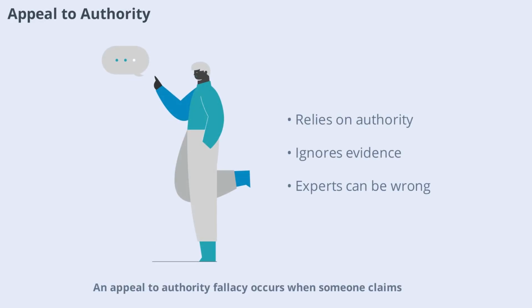The appeal to authority fallacy occurs when someone claims something is true simply because an authority figure says so, without considering the evidence. While experts can be helpful, their opinions aren't always correct. For example, "This diet must work because a celebrity recommends it," ignores scientific evidence and relies only on fame. It's important to evaluate arguments based on facts and logic, not just who is making the claim. Always ask for evidence, even from experts.